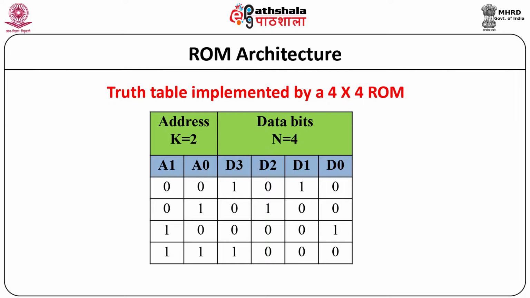Let us consider the truth table as shown in the figure to understand this concept. There are 2 address lines which provide 4 possible combinations of addresses, labeled from 00 to 11. This indicates there are 4 different addressable memory locations with storage capacity of 4 bits each. This indicates that for such a truth table there is a requirement of a 4 by 4 ROM. This ROM stores 4 bit words or stores 4 functions of 2 input variables.